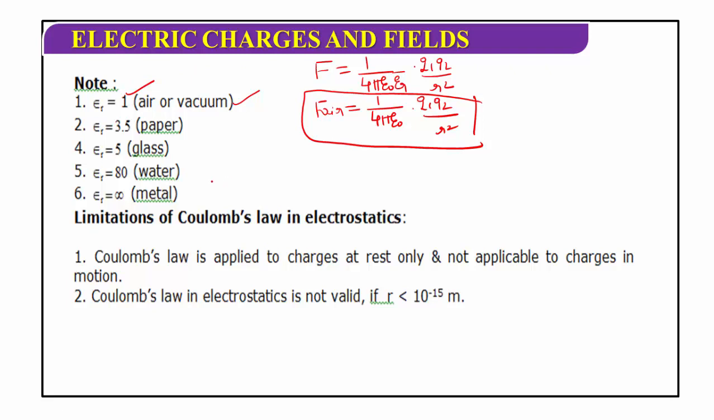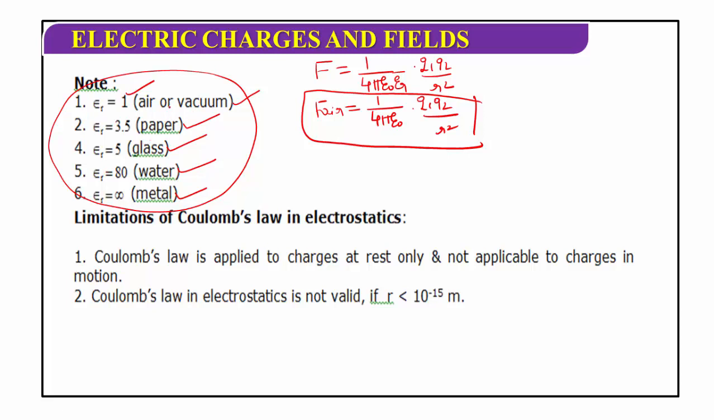And the relative permittivity or the dielectric constant for paper is 3.5, for glass it is 5, for water it is 80, and for metal it is infinity. Remember all these values. Here the relative permittivity or dielectric constant is different for different materials. Okay, and it has certain limitations.